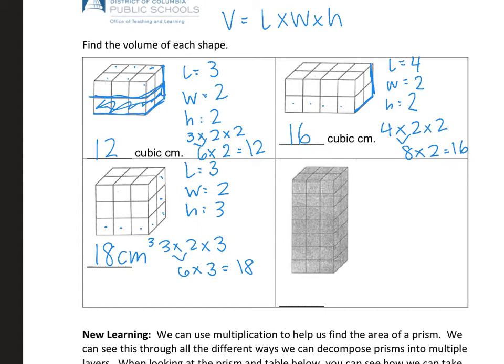All right, this one's a little dark, it's hard to see, but the length is 1, 2, 3. The width is 1, 2. And the height is 1, 2, 3, 4, 5, 6, 7. Okay. So we're going to do 3 times 2 times 7. 3 times 2 is 6.